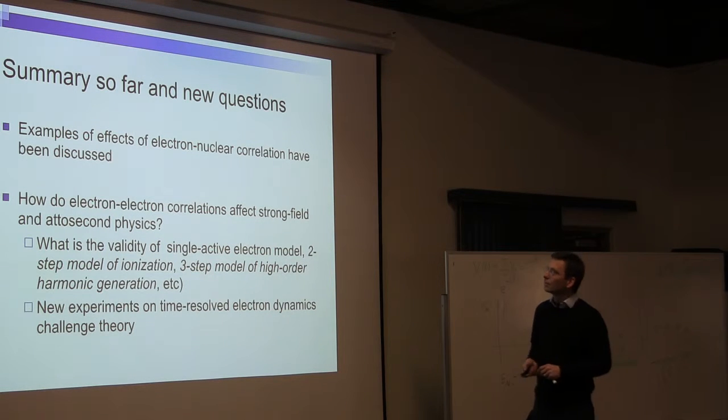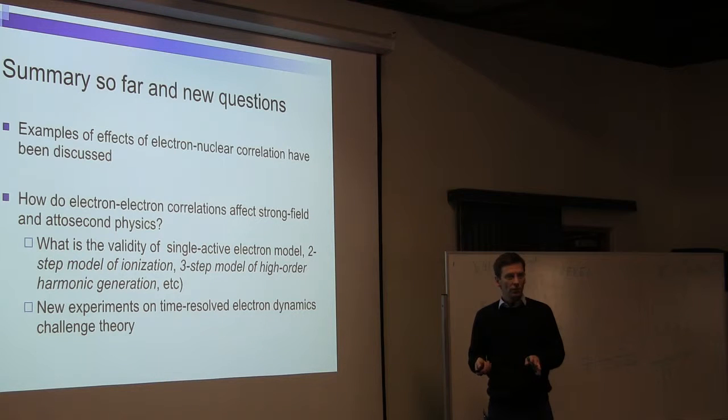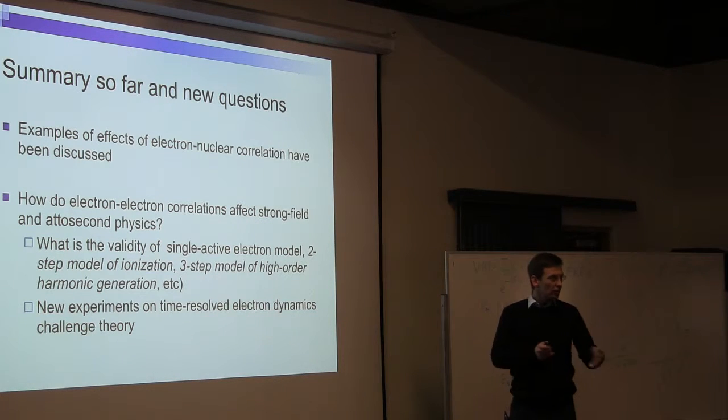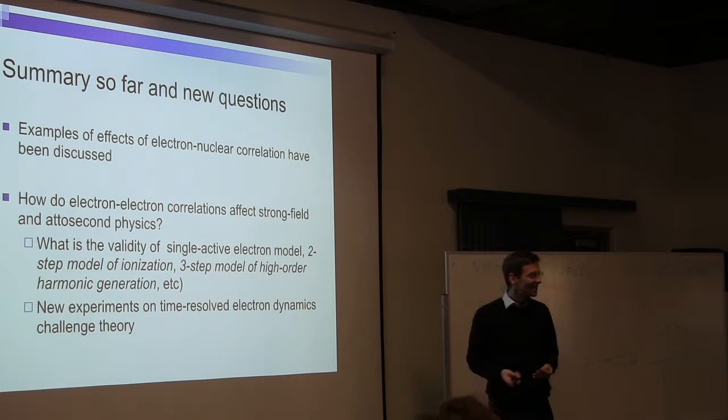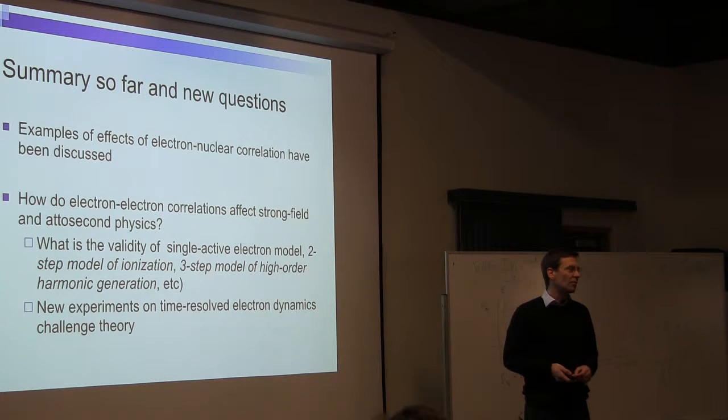So now we have learned a lot from single active electron models. We know something about electron-nuclear correlation. How should we add electron-electron correlation, and what will we learn from that? That's somehow the topic for tomorrow.